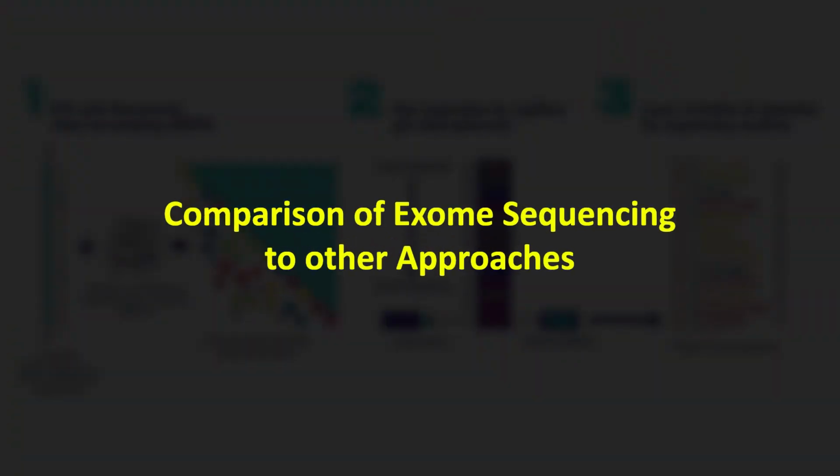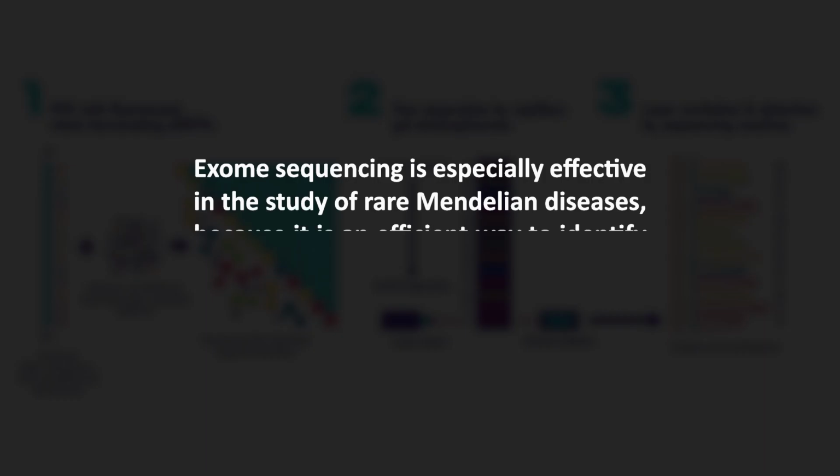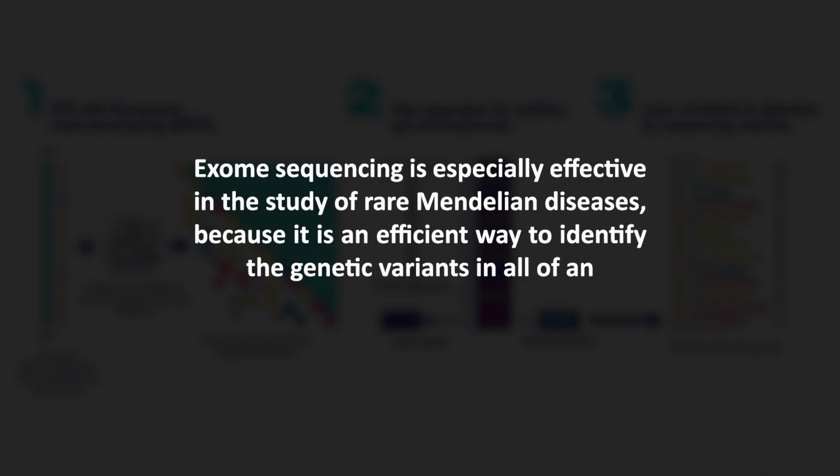Dear students, let's have a comparison of exome sequencing to other approaches of sequencing. Exome sequencing is especially effective in the study of rare Mendelian diseases because it is an efficient way to identify the genetic variants in all of an individual's genes. These diseases are most often caused by very rare genetic variants that are only present in a tiny number of individuals.